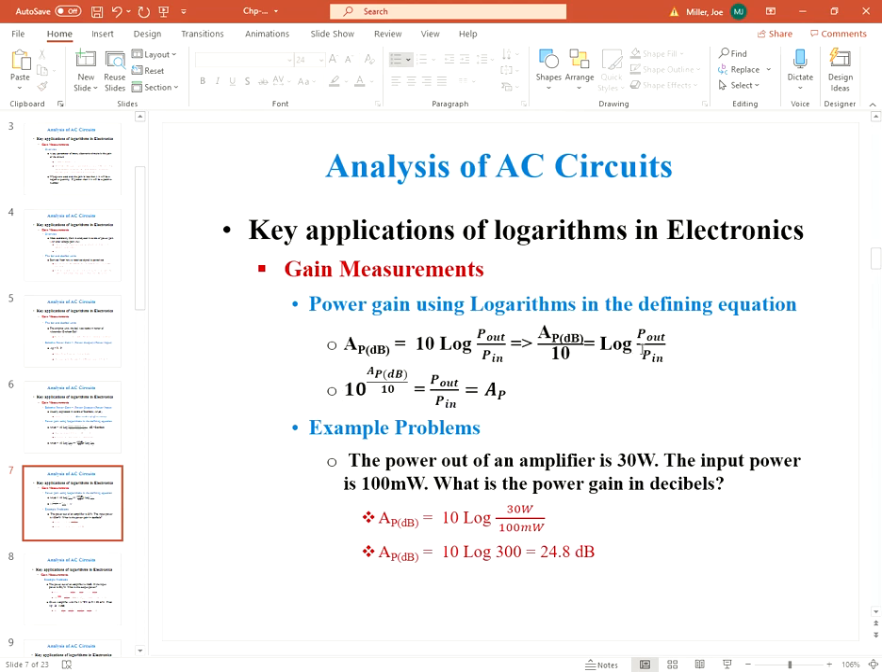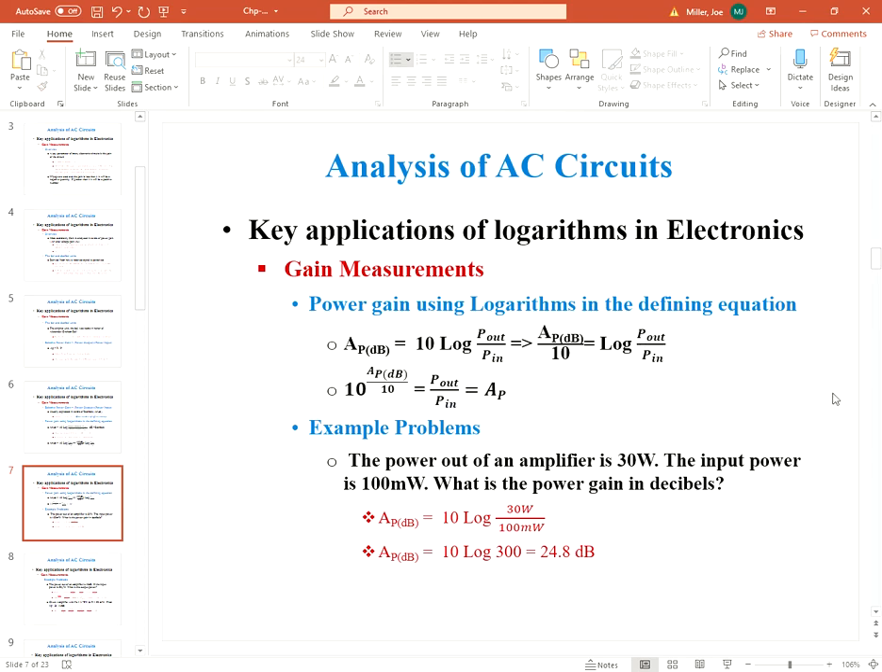And there we have it. So 10 raised to the power of APdB divided by 10 is equal to power out over power in, or AP. And again, just for a refresher, if you take the log of some quantity and make that the exponent of 10, you're left with that original quantity.